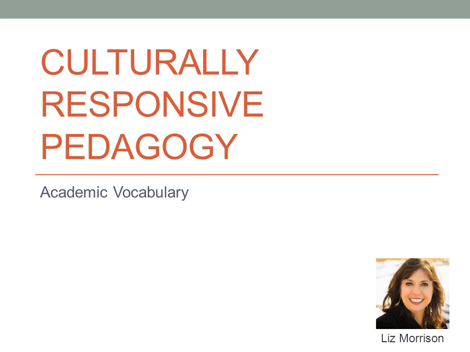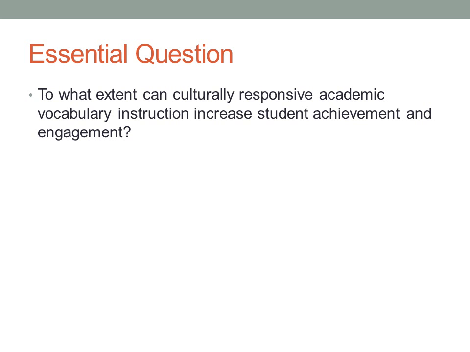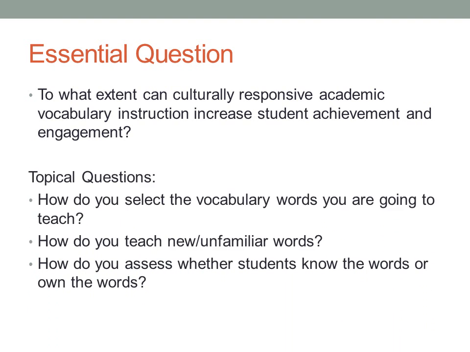This is week 4 of Culture Responsive Pedagogy, focusing on academic vocabulary. Our essential question for the next 2 weeks is, to what extent can culture responsive academic vocabulary instruction increase student achievement and engagement? The topical questions: how do you select the vocabulary words you are going to teach? How do you teach new or unfamiliar words? How do you assess whether students know the words or own the words? And those are really more reflection questions as we go through the slide presentation.